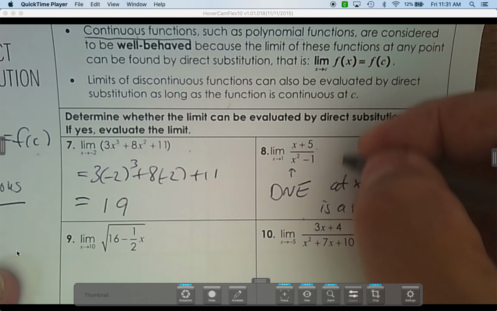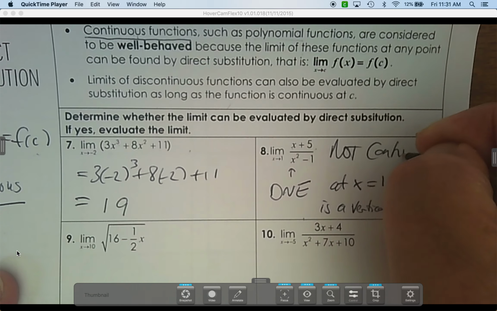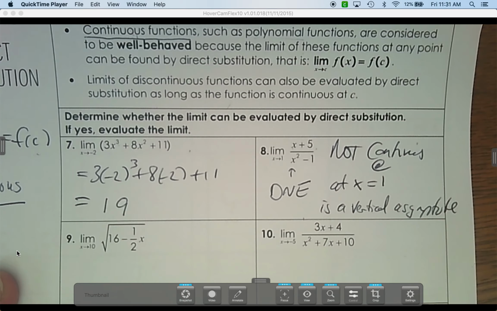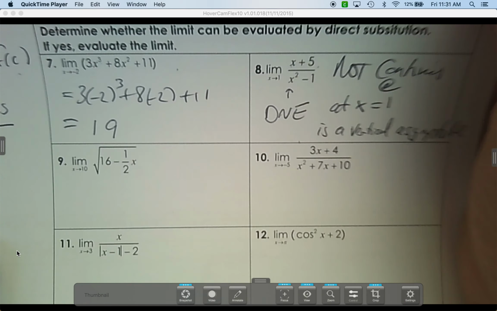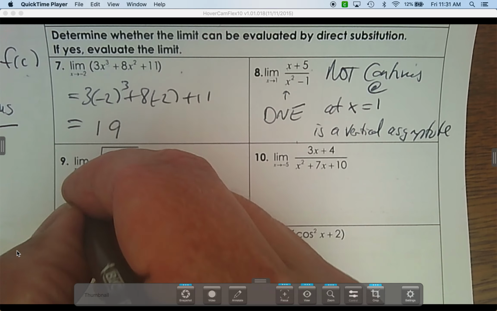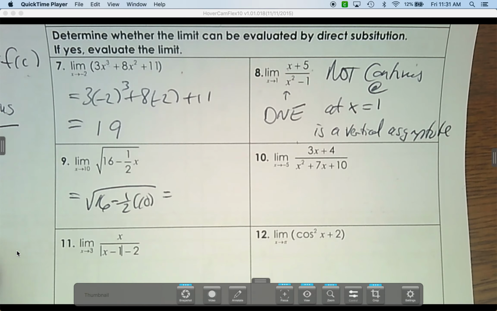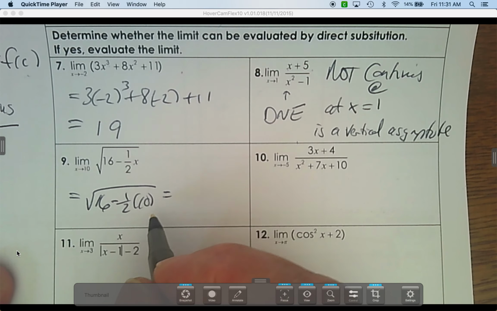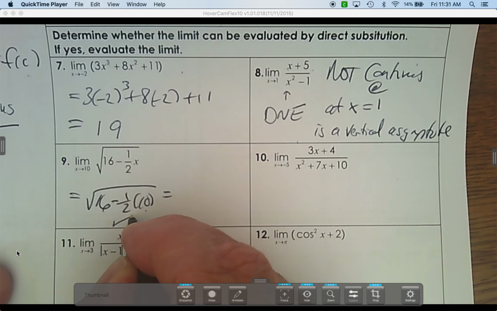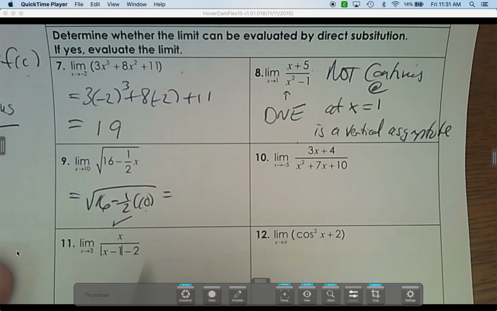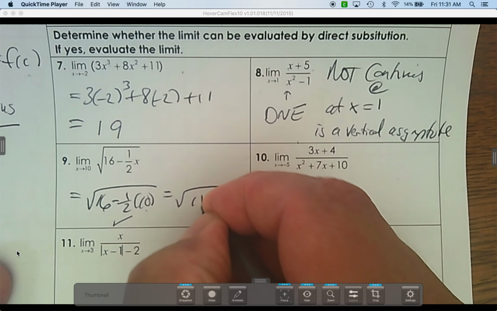That means it's not continuous at 1. That's what continuous looks like in my head. All right, number 9. Direct substitution. Yes, you can. So half of 10 is 5. By the way, that's a great answer. You can leave it. But if you want to go 16, take away 5, beautiful too.